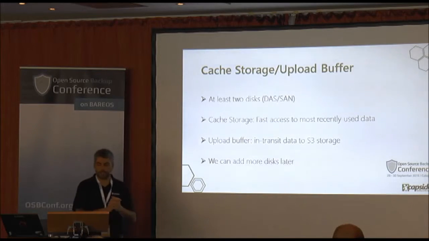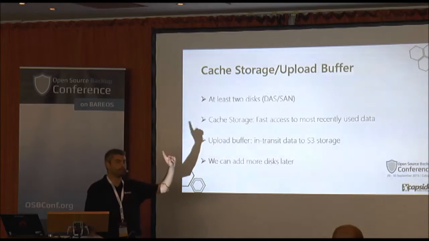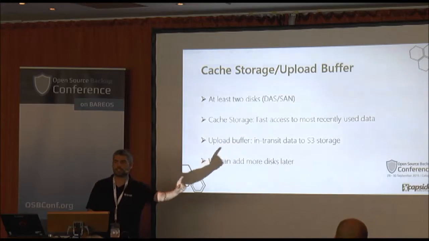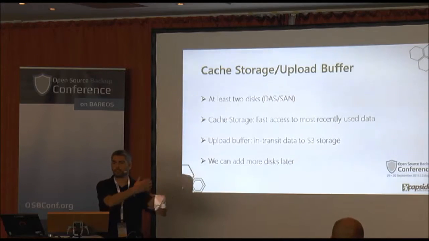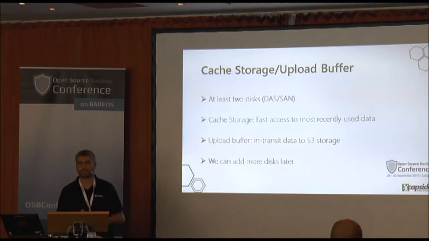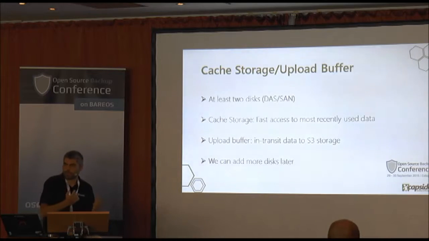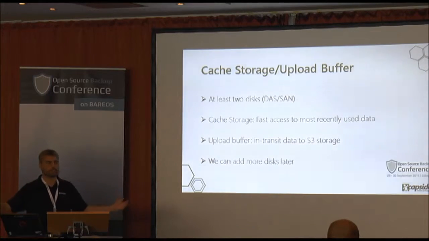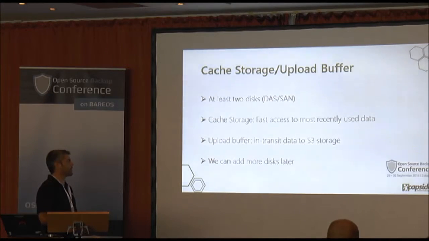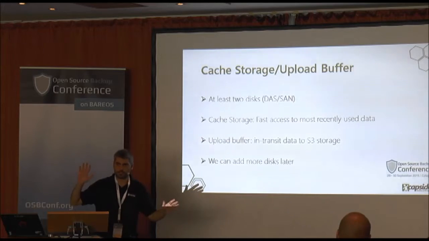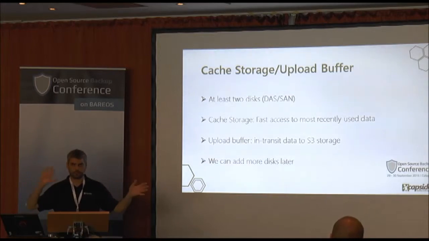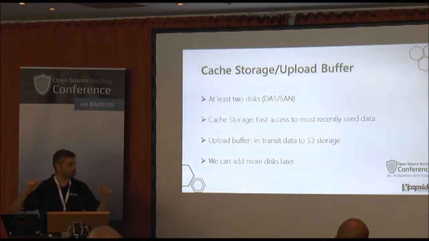At first, we need to configure two disks, one for cache storage and one for the upload buffer. But we can add more disks afterwards. So we're not forced to just use two huge disks. We can use any number of them. Are there any questions so far about all this? No? Okay.